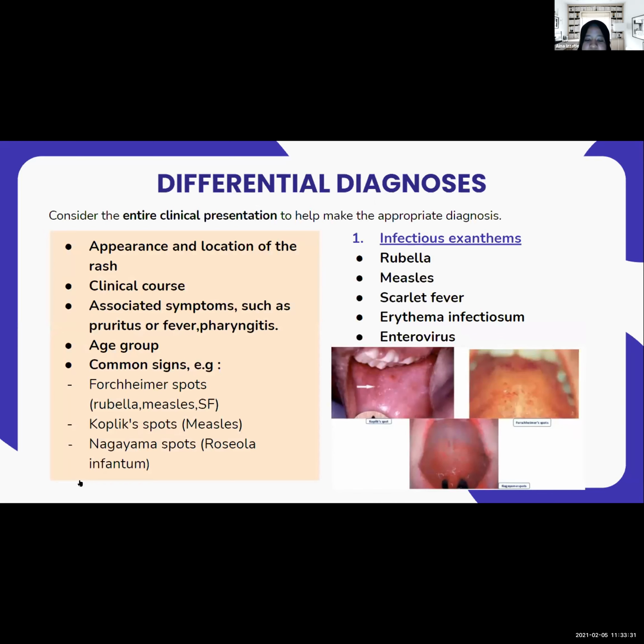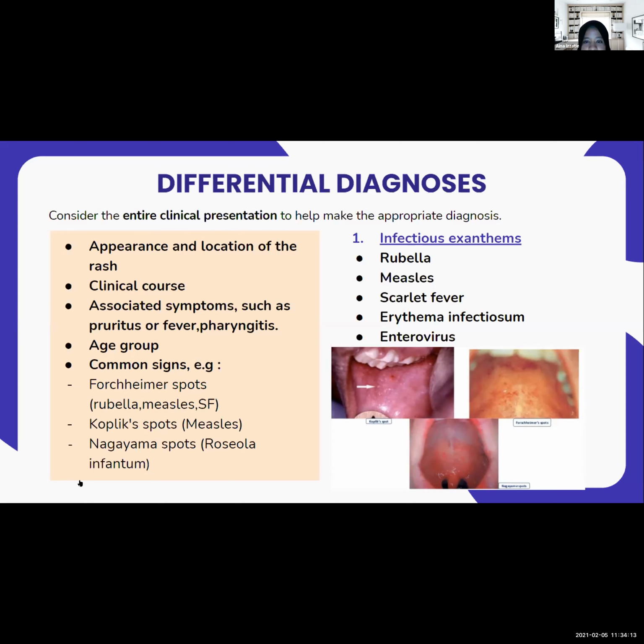Okay, so for differential diagnosis, primary infection with either HHV6 or HHV7 usually causes an undifferentiated febrile illness that may be difficult to distinguish from other common infections of childhood, which can be grouped as infectious exanthems. So basically, these are the common infections in childhood that can lead to the appearance of a rash. Because childhood rashes may be difficult to differentiate by appearance alone, it is important to consider the entire clinical presentation to help make the appropriate diagnosis. So we must consider the appearance and the location of the rash.